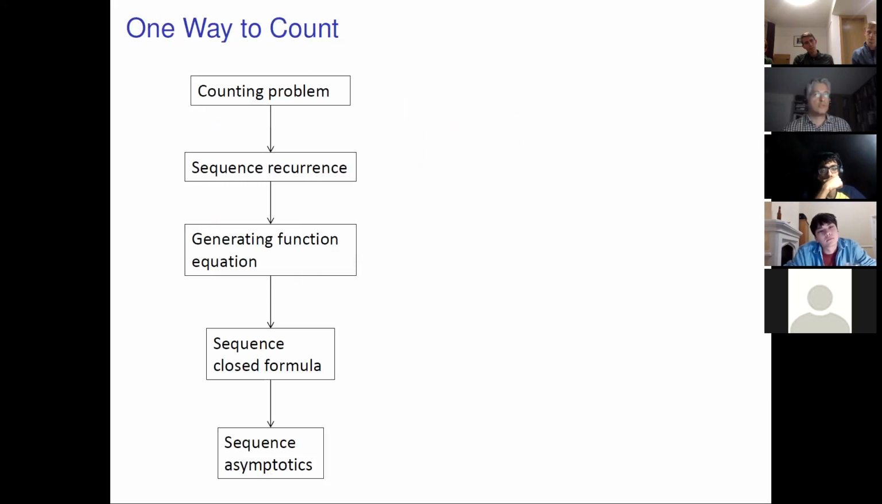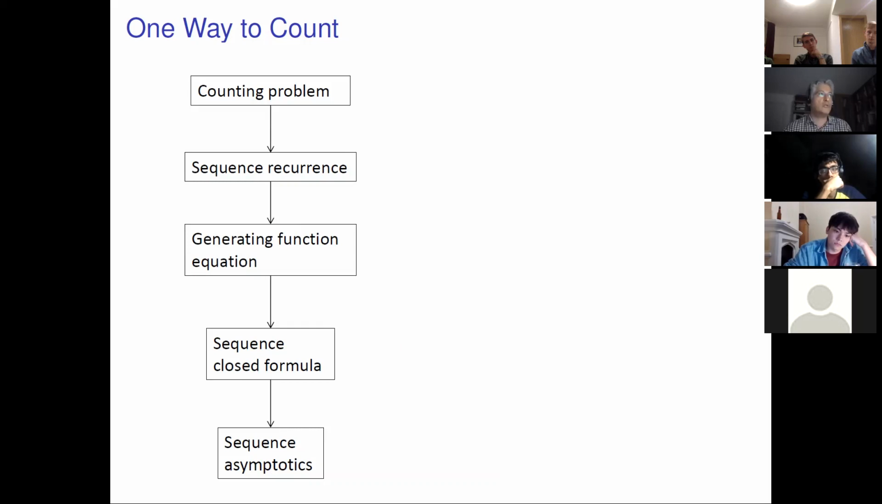So this is what we have done. We started with a counting problem. We set up a recurrence for the sequence. We get a functional equation for the generating function. Then we find a closed formula, and then the asymptotics. So this is one way to count.